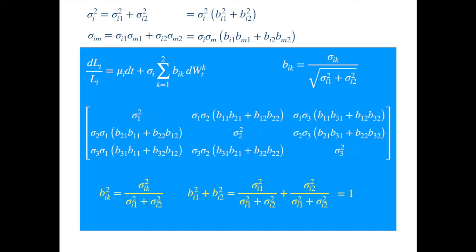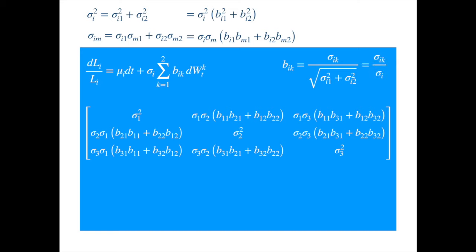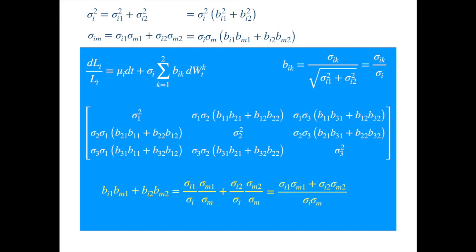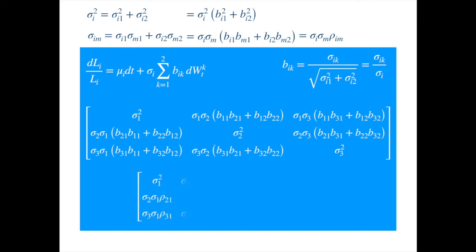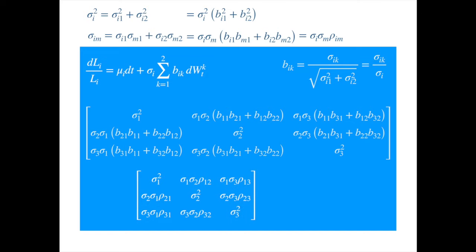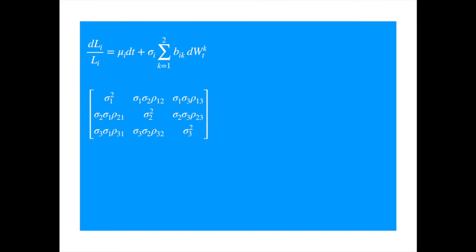And each non-diagonal entry contains an expression of this form. Simplifying, we see that the numerator is the covariance term we saw before, and we know covariance divided by the two standard deviations is equal to correlation. So we can write the matrix in terms of variance and correlations. And now you can specify the LIBOR market model using variance and correlations.